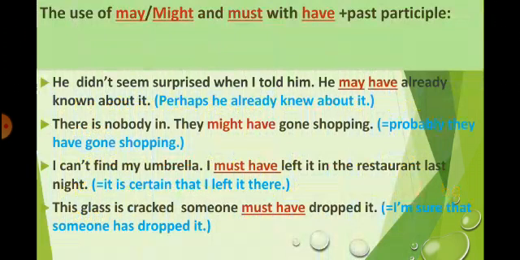The use of may, might and must with have and the past participle. He didn't seem surprised when I told him. He may have already known about it. It means the person may already know about it, so he is not surprised. So in this sentence with the past participle we are using may have. There is nobody in. They might have gone shopping. Probably they have gone shopping.